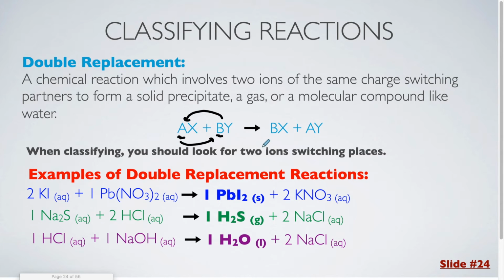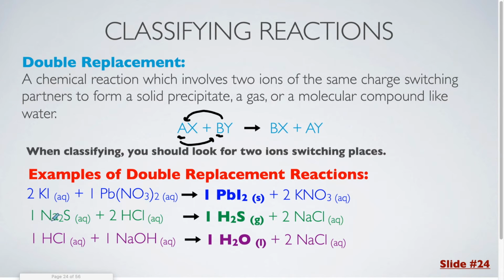In a single replacement, you have an element by itself. In a double replacement, you have two compounds. In our examples here, we have potassium and lead switching places. Lead is now with the iodine and has formed a solid compound.